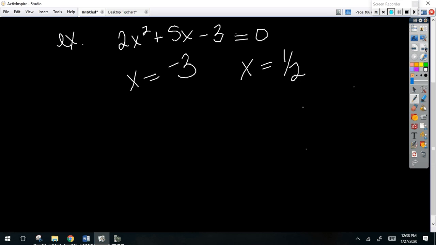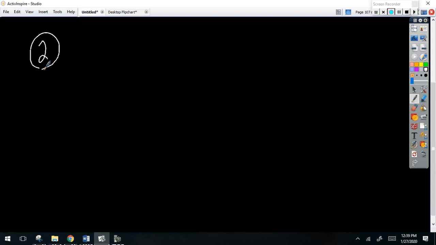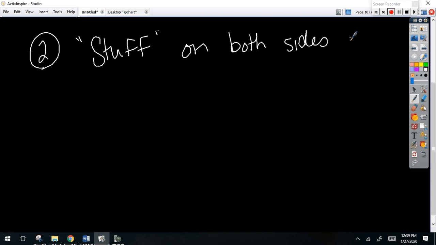Let's talk about method 2. Method 2 is when my equation does not equal 0 to start with, okay? So maybe it's got stuff on both sides of the equation. So something like, let me find one. Ooh, let's do a hard one. I'm going to put stuff on both sides.